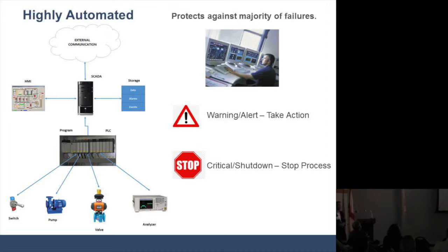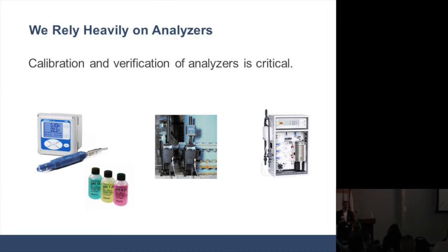The other piece of this automation that's often not really thought about is how heavily we rely on the analyzers. So the risk of failure here, we've done a lot of analysis, and I'm not talking about the details of it, but the risk of failure is not so much the process. The processes are actually really good at doing what they're supposed to do. The risk is that the analyzer fails and either tells you you've got too high of a reading, too low of a reading, or the worst case, the analyzer fails to notice that the process isn't working.